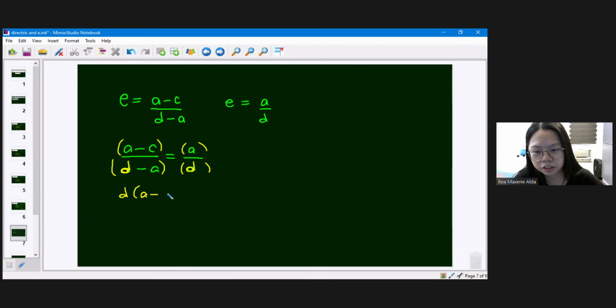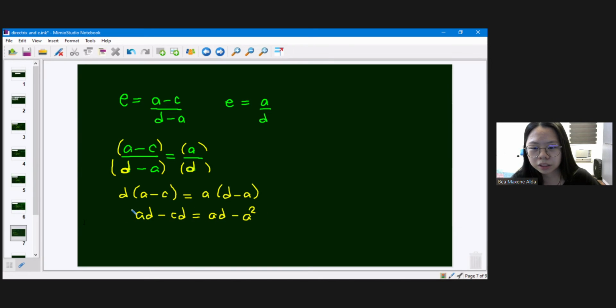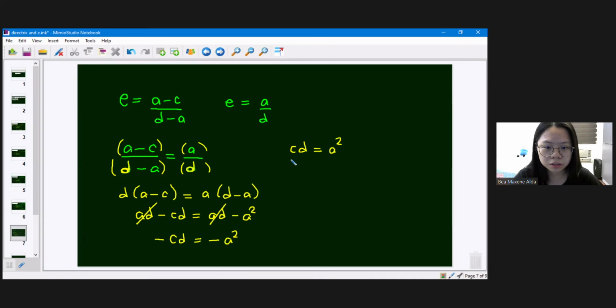And so, multiply natin yan. There we go. That would mean that... Ayan. So, magiging AD minus CD is equal to AD minus A squared, no? Kasi nag-cross multiply tayo. Cancel. So, that would mean, ayan, negative CD is equal to negative A squared. So, since hinahanap natin si D, ililipat lang natin si C, no? So, divide muna pala natin. Yeah. So, D is equal to A squared over C. And simple as that.